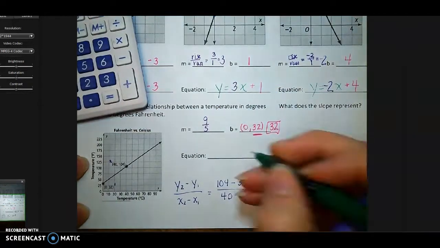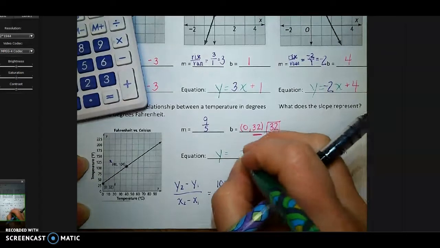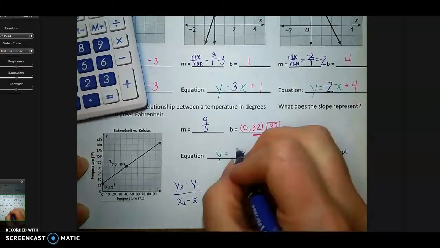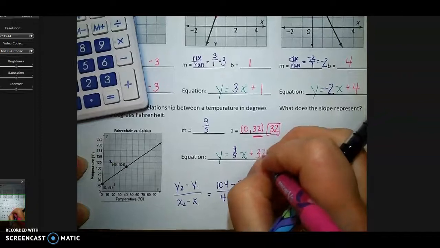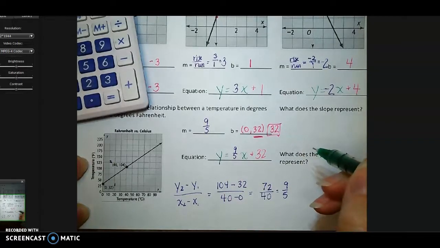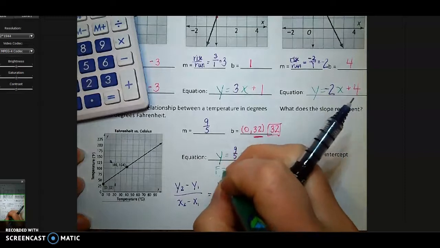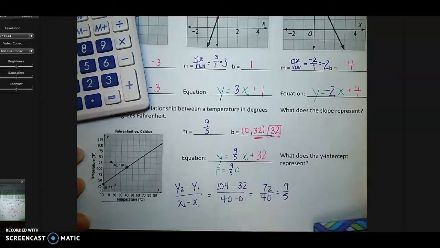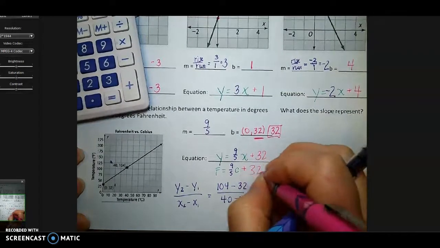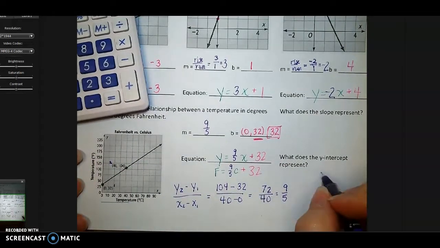So now I'm ready to write my equation. I have y equals some x times 9/5 plus 32. And in science, you'll see this written as your degrees Fahrenheit is equal to 9/5 times your degrees Celsius plus 32. And so it says, what does the y-intercept represent?